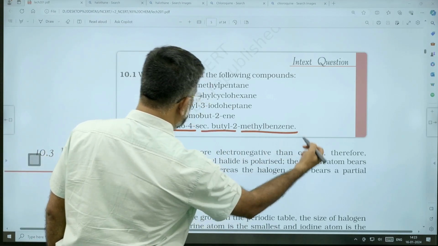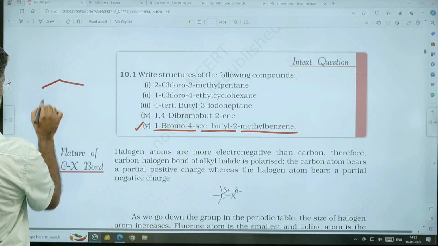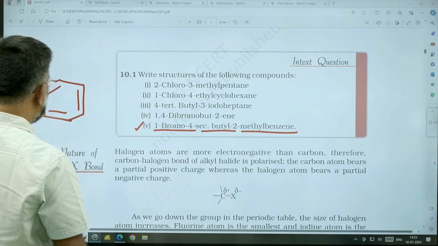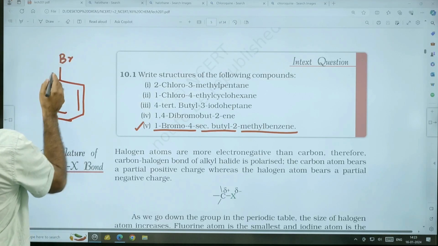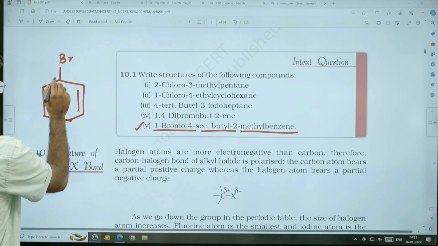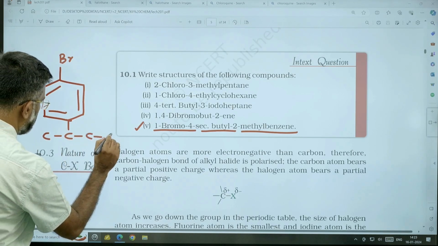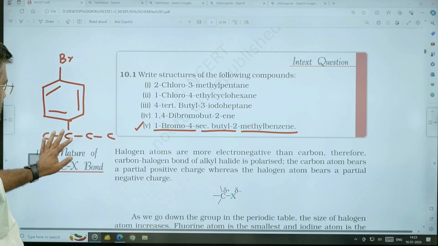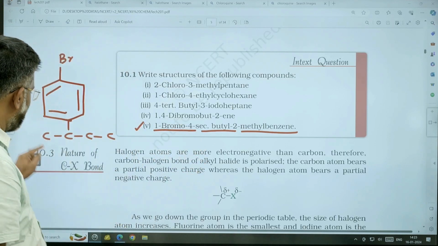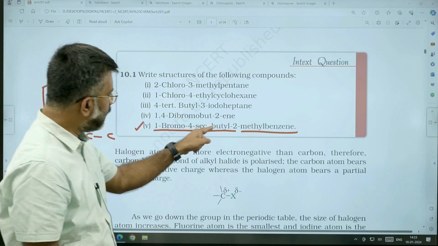For example, if you are dealing with this compound, just try to practice the fifth one: 1-bromo-4-secondary butyl-2-methyl benzene. Look at the last part of the molecule. I am drawing benzene. Wherever I give bromine, that is position 1. So 1-bromo, 4-secondary butyl: 1, 2, 3, 4. You must know this group is called a secondary butyl group. I have drawn only the skeleton, CH3, CH, CH2, CH3. This is secondary butyl at the 4th position, and 2-methyl.